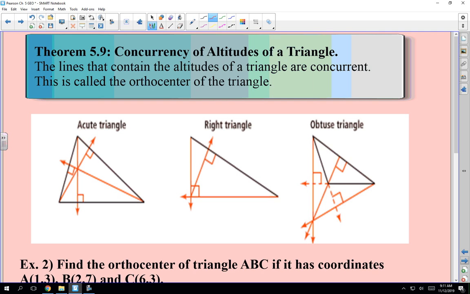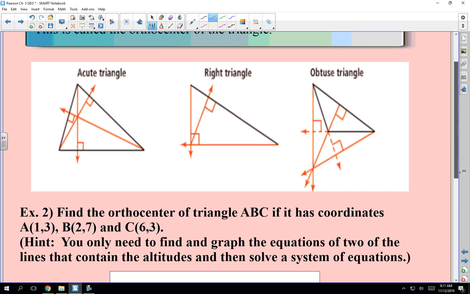On the acute triangle, this is what it looks like. The obtuse triangle, it looks like that. It's meeting outside. So pretty good sketches there.